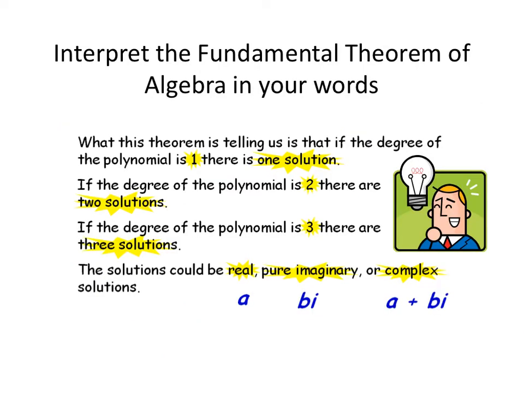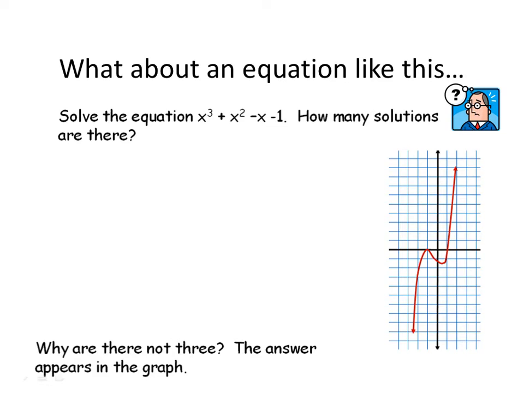So what we basically did was explore the fundamental theorem of algebra. It tells us that if the degree is 1, like in the first example, there's 1 solution. If the degree is 2, like in the second example, there are 2 solutions. If the degree is 3, like in the third example, there are 3 solutions. The solutions could be real, pure imaginary, or complex. What we just had were real solutions, and also complex solutions, because we had 1 plus or minus i square root 3, so that made it complex.